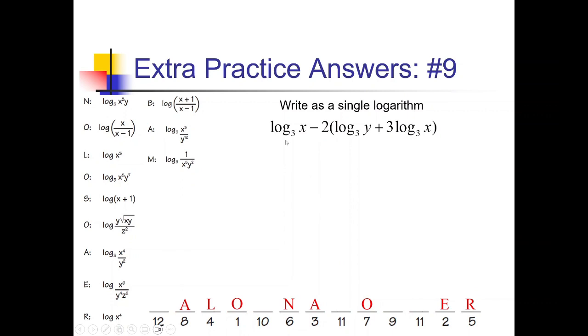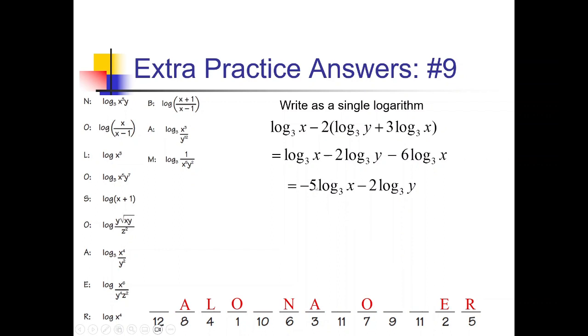For number 9, we have this -2 times a parentheses with some logs in it to deal with. I'm going to deal with that actually right away. So I'm going to distribute this -2. So we'll have log base 3 of x minus 2 log base 3 of y minus 6 log base 3 of x. Next up, let me check to see if I have any like terms I can combine before I use real log rules. Looks like we have a log base 3 of x and a negative 6 log base 3 of x that I can combine. That'll give me negative 5 log base 3 of x minus the 2 log base 3 of y.